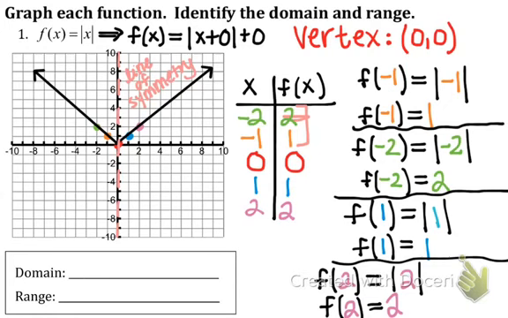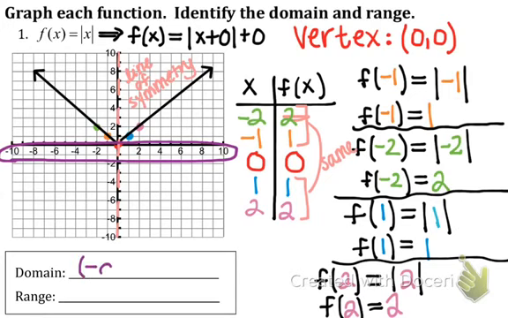So for the domain, just to show you that those are the same and that they do reflect. Our domain is what does the graph cover as far as our x values go from left to right. So as you can see, our graph is going up and to the left. So it's going to keep going to the left for infinity to the left, and it's also going to keep going to the right towards positive infinity. And since it does not break at all in the middle here, our domain is from negative infinity to positive infinity.